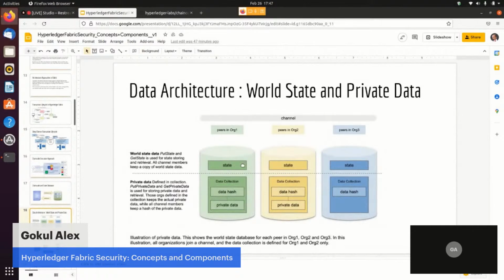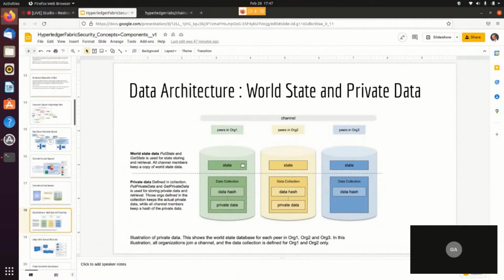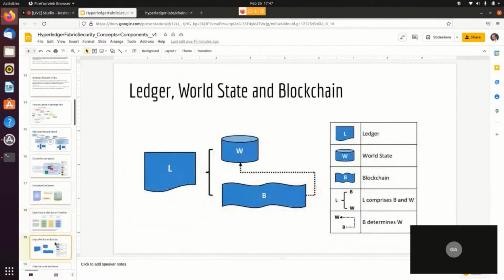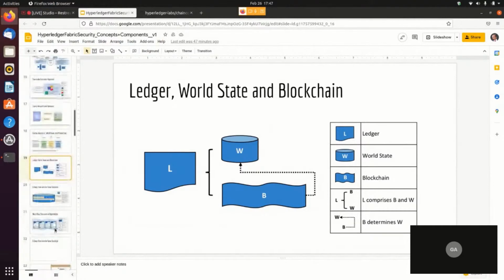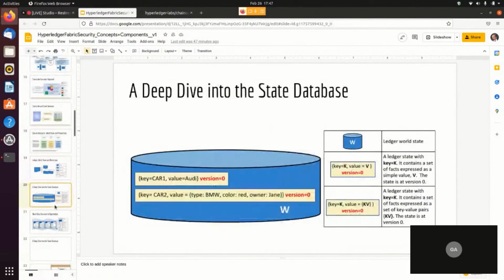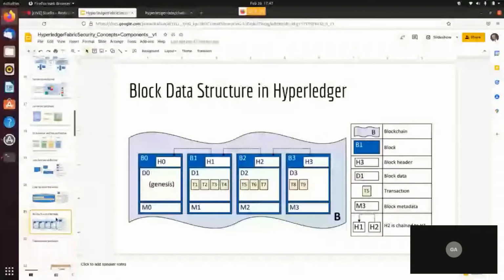Okay, so when you look at the data, the architecture, you have a world state where you can have both public data and private data. Private data is useful when you are dealing with privacy protection related use cases. And in the ledger, so the Hyperledger's ledger consists of world state and the blockchain. So the data in the world state can be stored in the form of key value or key value value pair. Okay, so this is the general blockchain data structure.